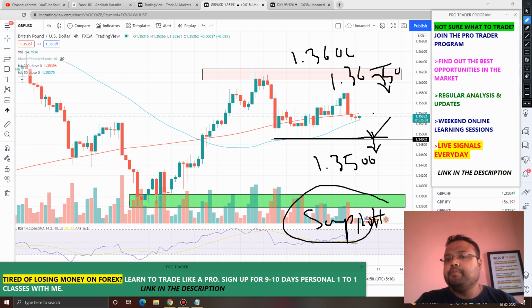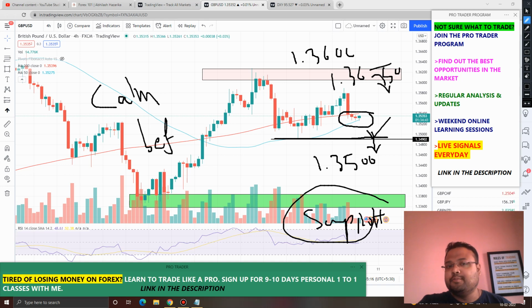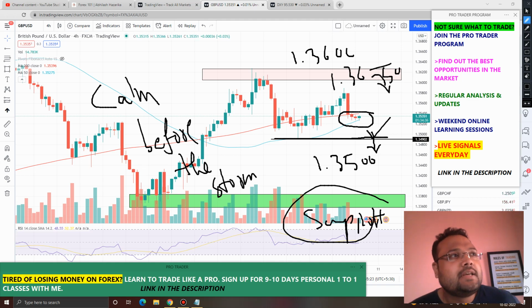So keep in mind, this is a good level to buy right now, but it is your personal decision, because personally I will not be taking any trade today, because I believe that the market is always calm before the storm. So in Hindi we call it तूफान से पहले की खामोशी. So it's your personal decision. If you want to take a buy position, you can take a buy, but yes, be careful during the news.